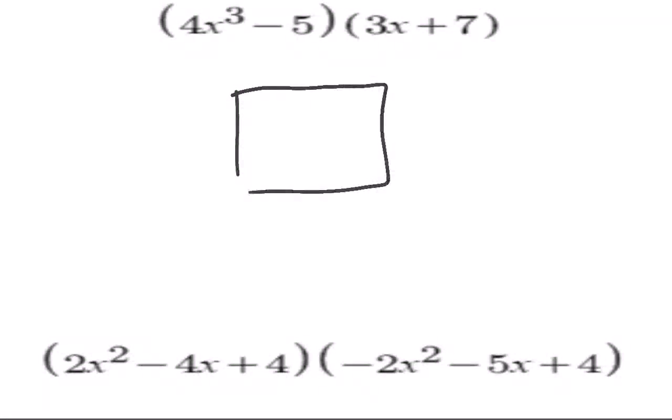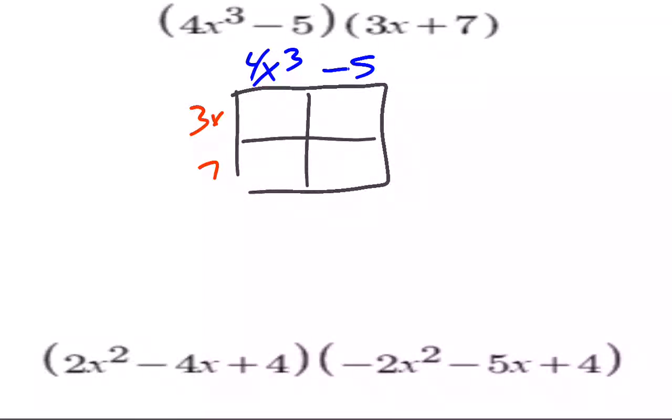So to start, you're going to draw your box. To decide how big it's going to be, you look at your terms. Since I have a binomial times a binomial, I'm going to draw a 2 by 2 box. And I'm going to put the first binomial at the top and the second one on the side.